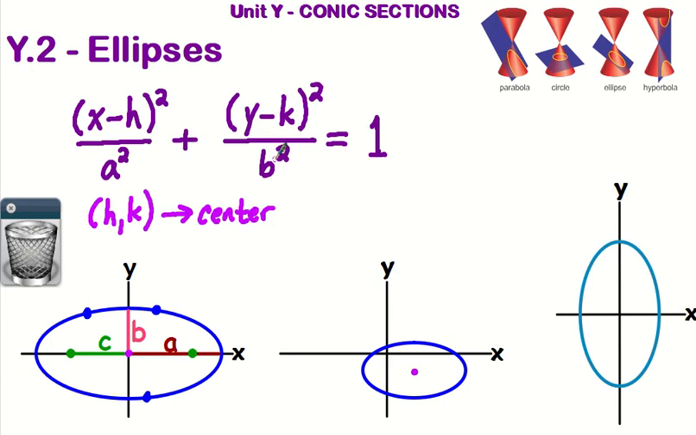Now, things are going to get a little dicey, okay, so pay attention. In this situation, a is larger. So we would call this right here our major radius, or we would call this whole thing our major axis.